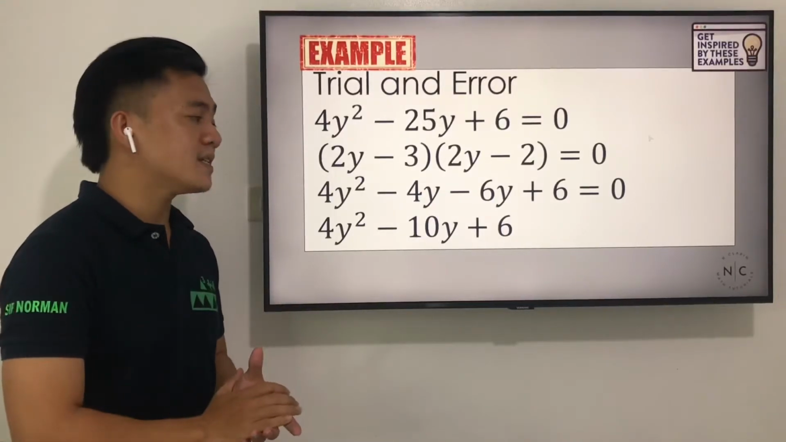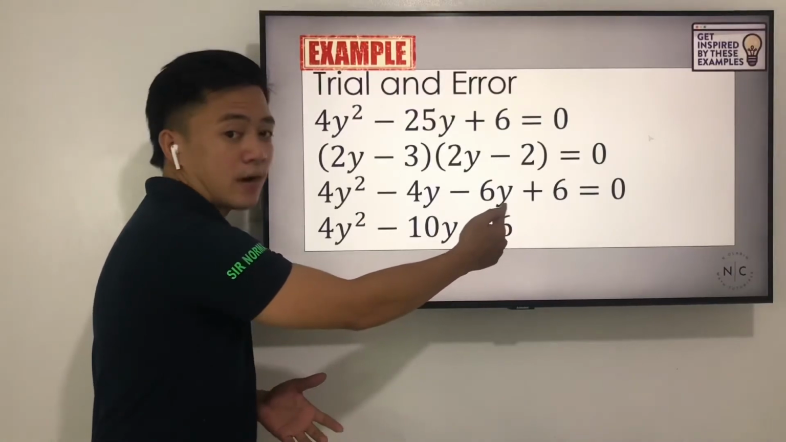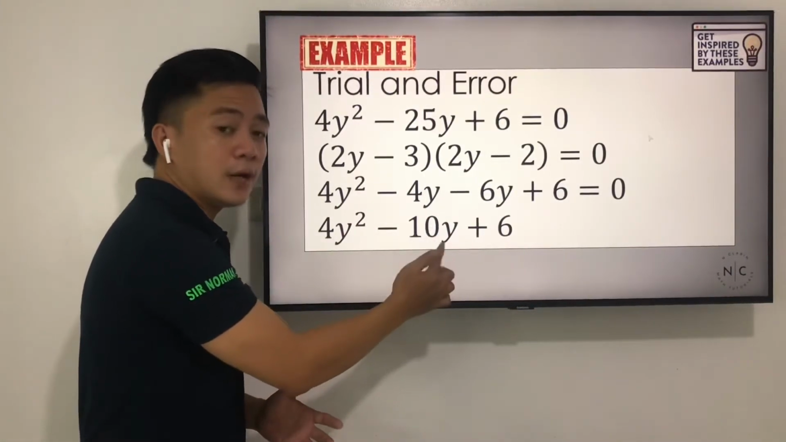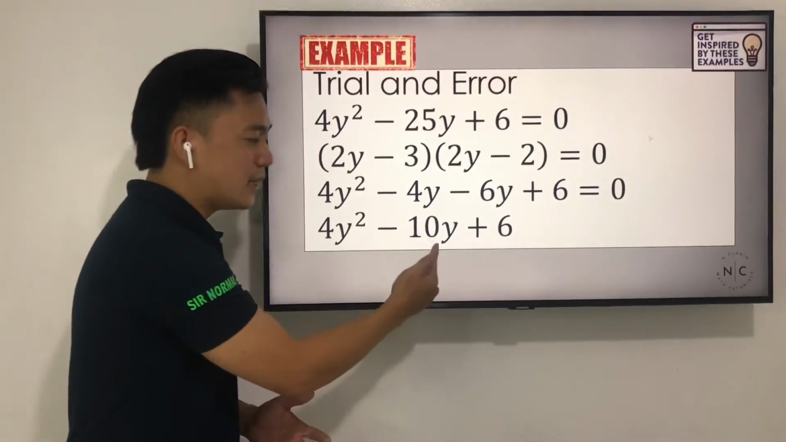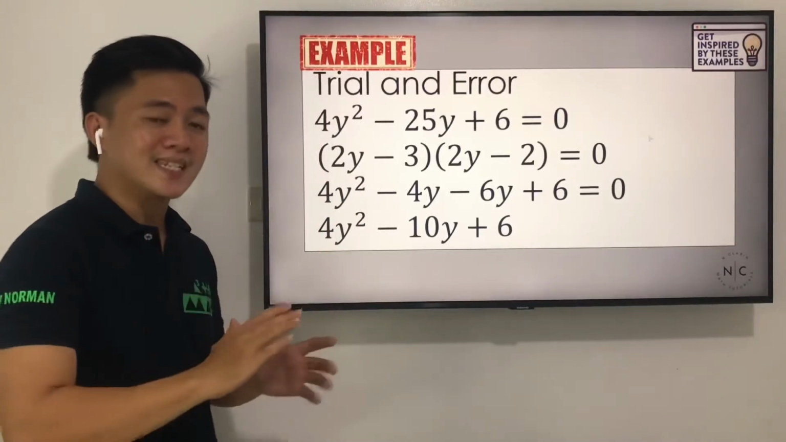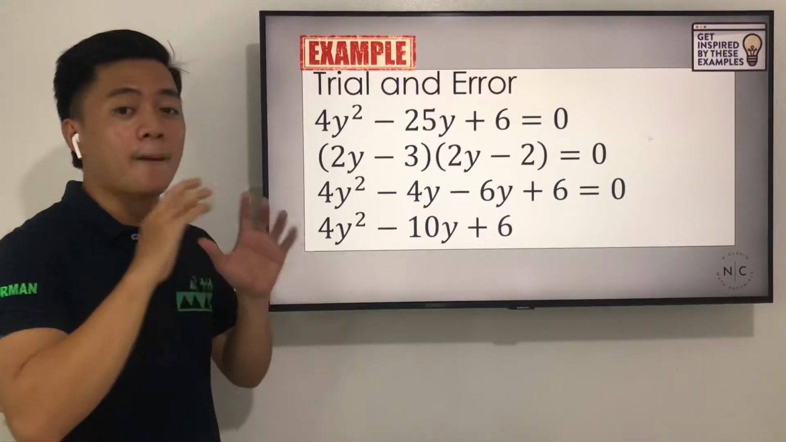Next step is we will combine like terms. So which is negative 4y and negative 6y. So kung i-equate natin yan, ang makukuha natin is negative 10y. So 4y squared minus 10y plus 6 did not satisfy yung ating unang equation, which means hindi ito yung factors na hinahanap natin. So, magta-try na naman tayo ng iba.